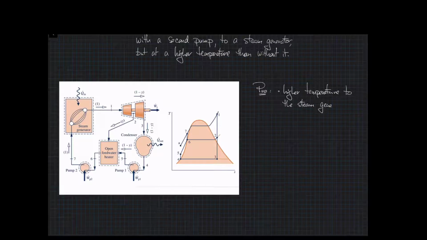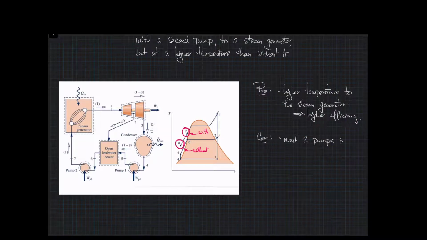The pro here, as I just said, is that we have higher temperature coming into the steam generator, and therefore a savings in heat being added, and necessarily, or as a result of that, a higher cycle efficiency. Without this heat exchanger, we would be at point A, but with it, we're at point 7. So the difference between T7 and A is the saving in energy that we don't have to add.